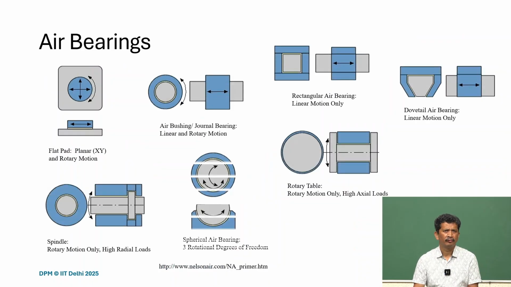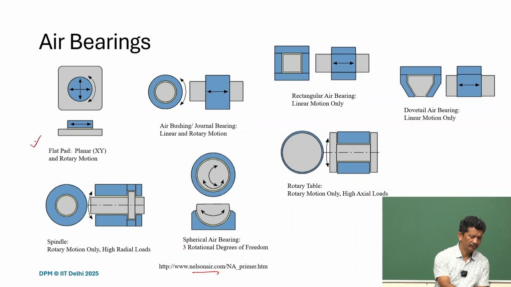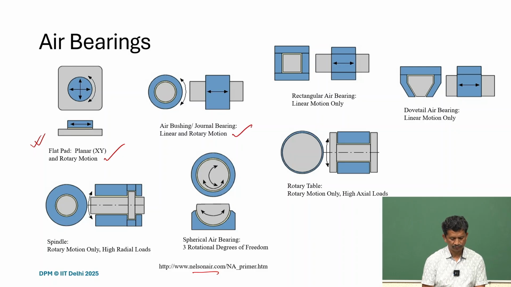So, we can see that this is New Way, a Nelson Air product, from the website. What we can see is, any kind of motion you want to have, you can get these kinds of elements. For instance, planar X, Y, and rotary motions. Here you have even journal bearings, air bushings. You can have a rectangular air bearing as well.